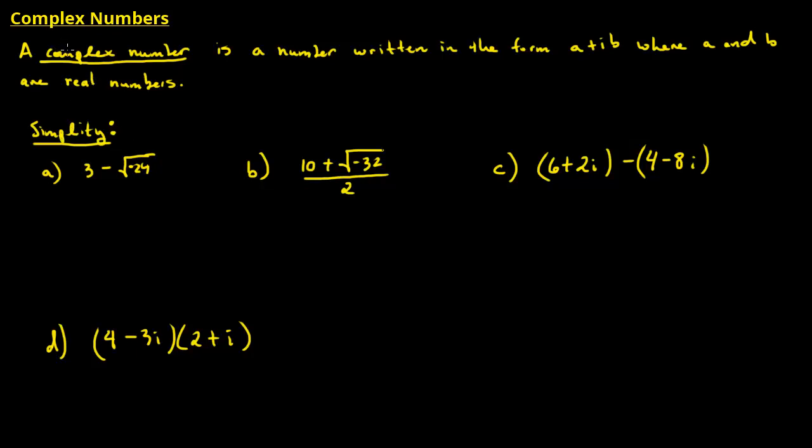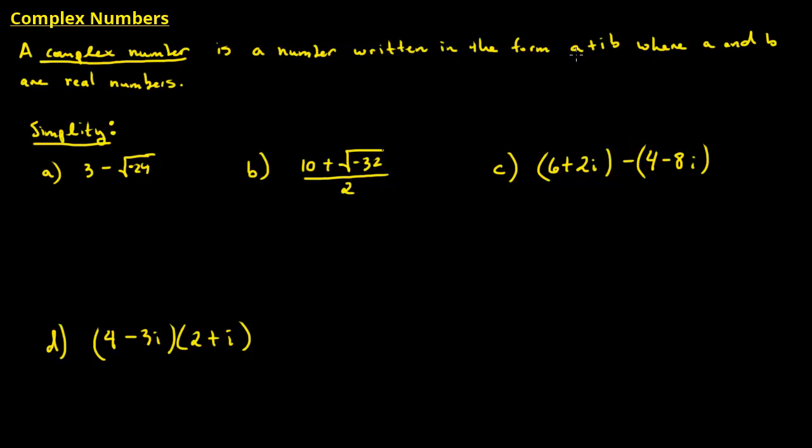Hi, in this video we introduce the idea of complex numbers. So a complex number, first off, is a number written in the form a plus ib, where a and b are both real numbers. So imagine that I take a real number and I add it to an imaginary number. This number, the sum of a real number and an imaginary number, is what's called a complex number.